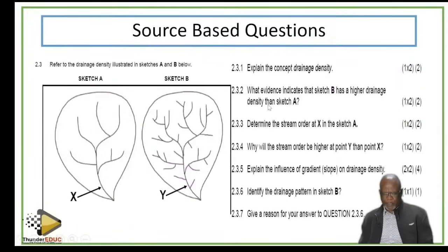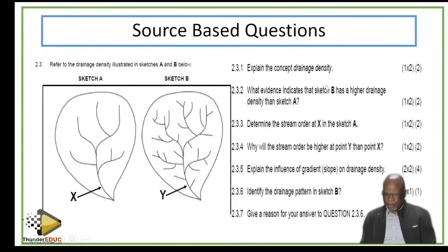Now, what we have here, we have drainage basins that have got different densities. The first question is explain the concept drainage density. So when talking of density, we're simply referring to the total length of streams divided by the area drained by those streams.